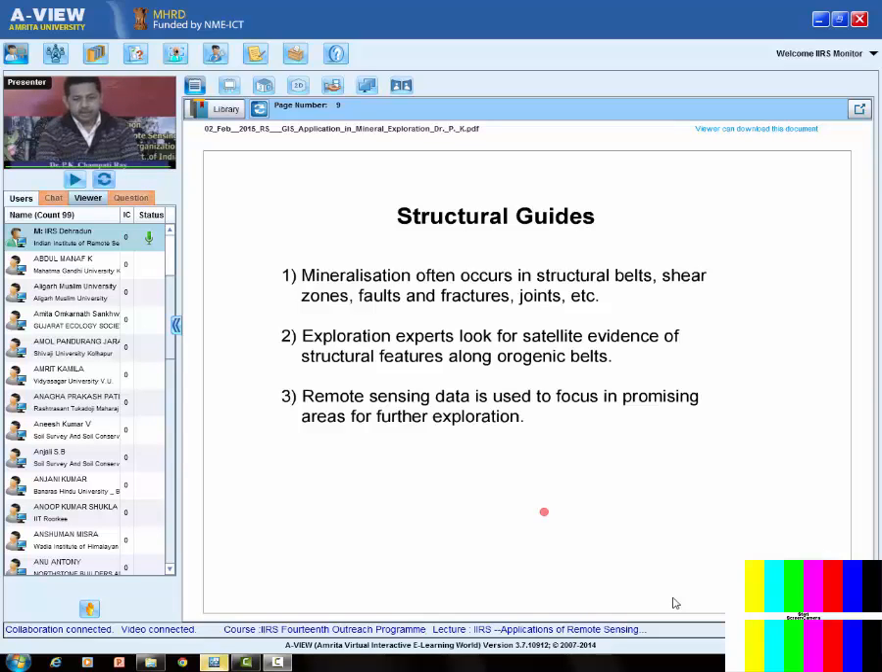and joints. And always the exploration experts look for the satellite evidence of structural features along the orogenic belts, extension of the fault or the intersection of the faults, extension of the shear zone, and sometimes the contact of two lithological units demarcated by a particular structural feature. The remote sensing data is used to focus on promising areas for further exploration.